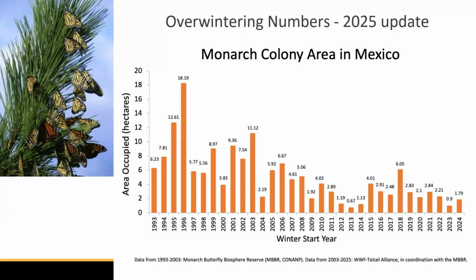Overall decline in 1996-97 is attributed to an increase in the use of Roundup Ready crops and the overuse of glyphosate that removed milkweed and wildflowers in the American Midwest. Low overwintering numbers in 2009, 2013, and 2023 are attributed to early or late season winter storms that impacted monarchs during their migratory flight. These events are becoming more and more common with climate change.